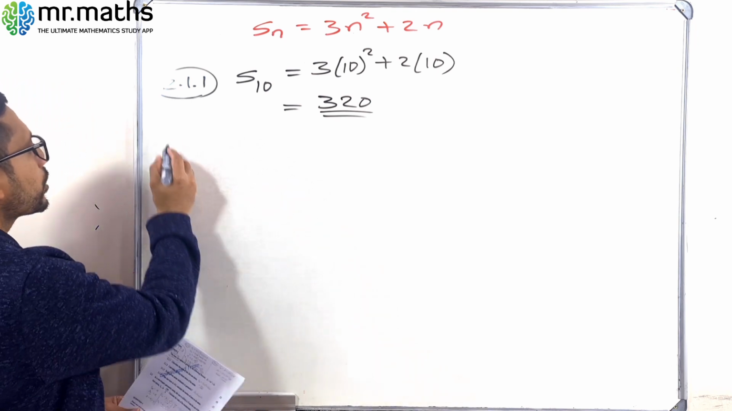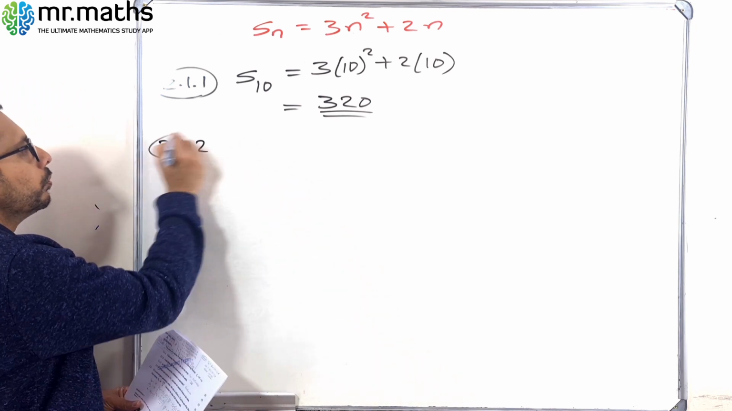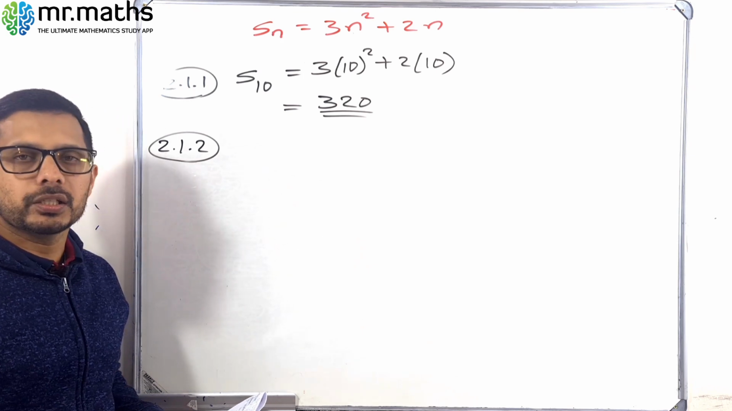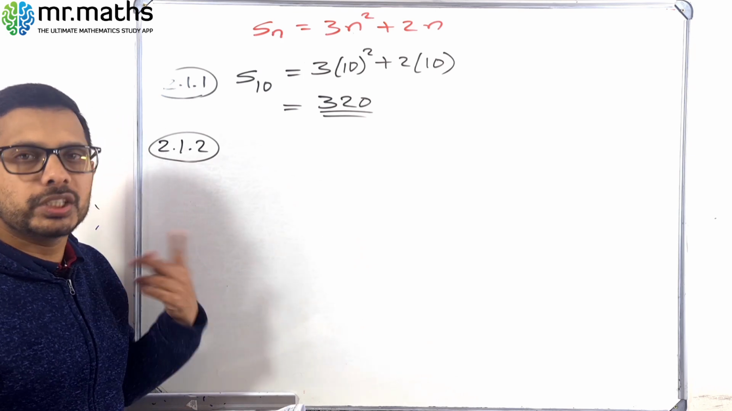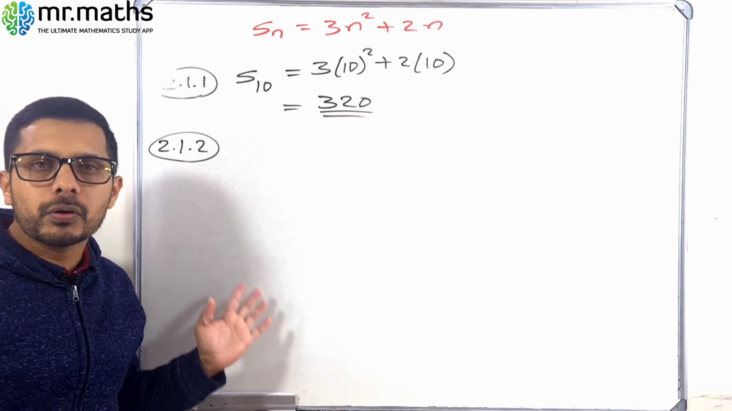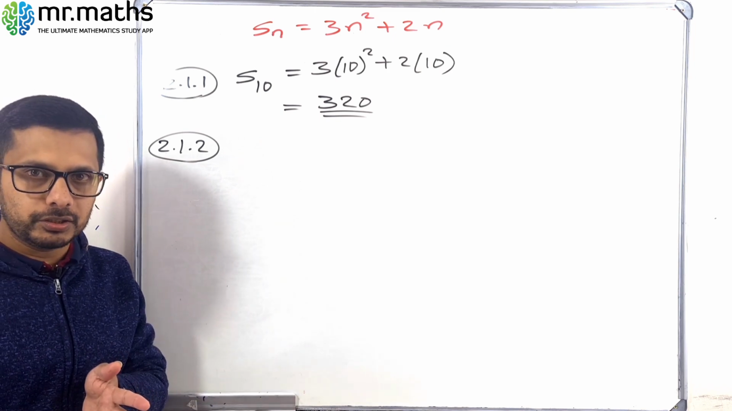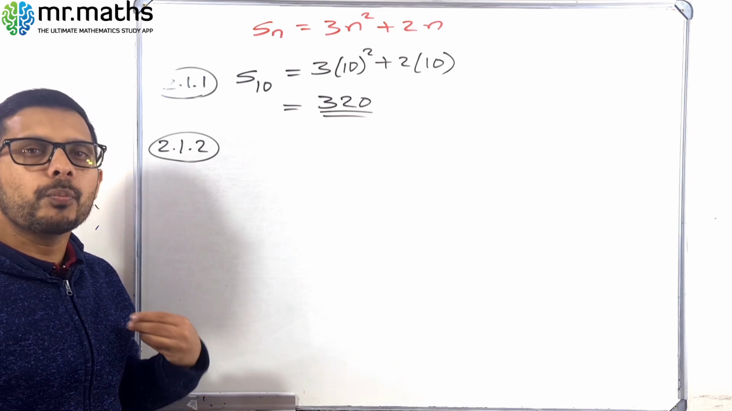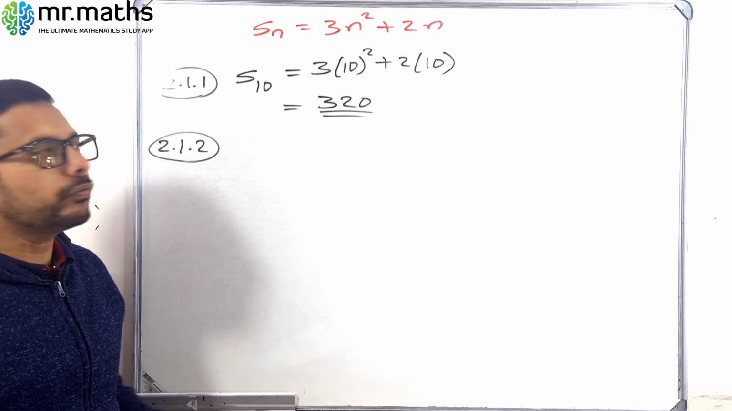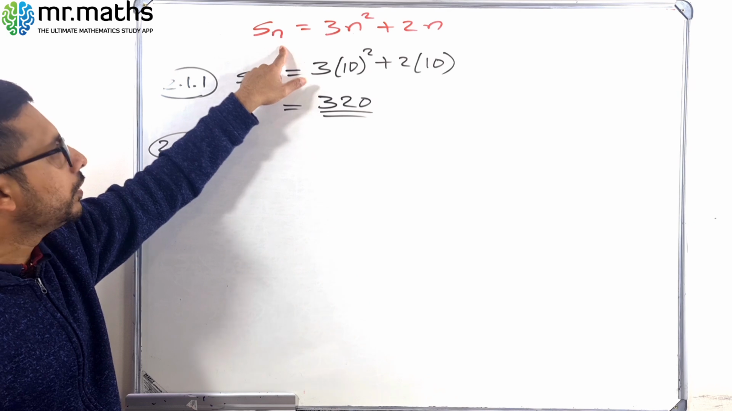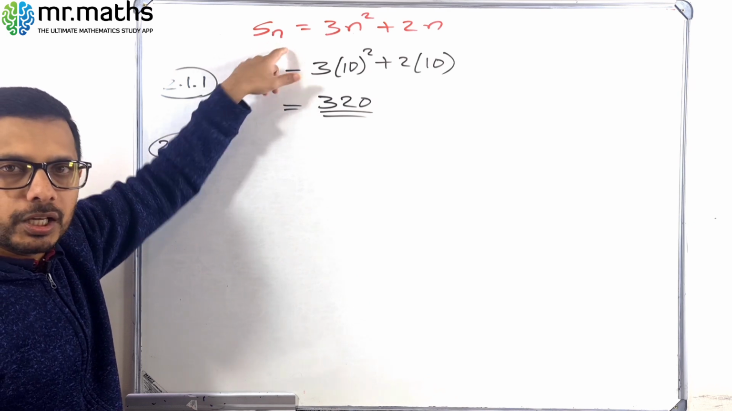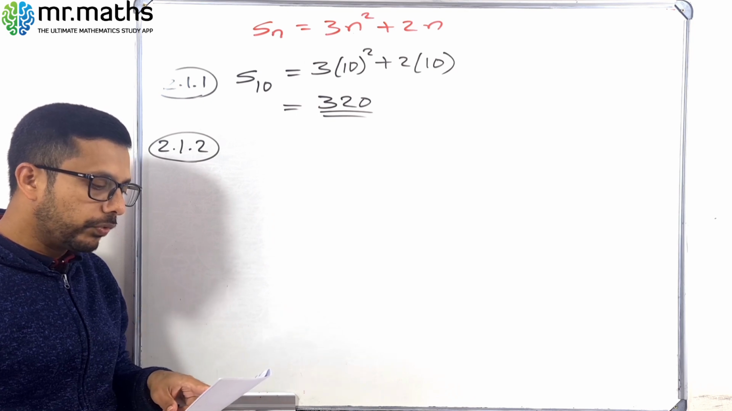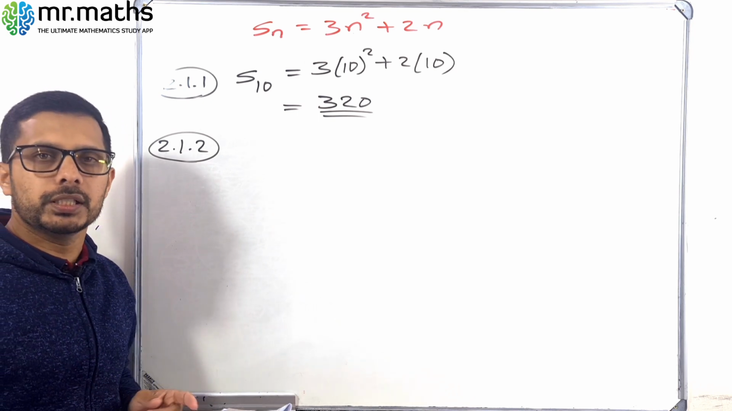Now let's move to the next question, 2.1.2. Calculate the first three terms of the series. You have to find the first three terms, not the sum of the first three terms. Don't misunderstand that. If the question is to find the sum of the first three terms, then S3 is equal to, we just substitute n as 3. But here the question is not like that. What is the question here? Calculate the first three terms of the series.